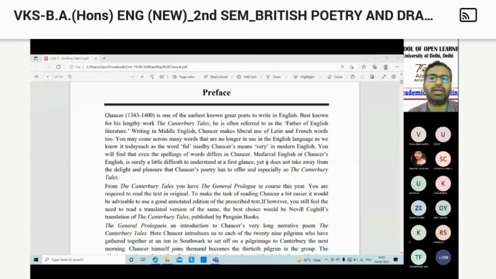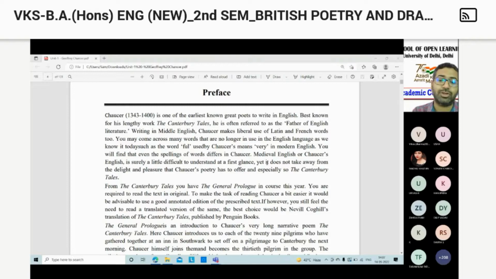Anyways, let's start. I've started discussing Geoffrey Chaucer. His major work, as I said, was the Canterbury Tales, and he was very proficient in English, of course, and also in Latin, French, and Italian.